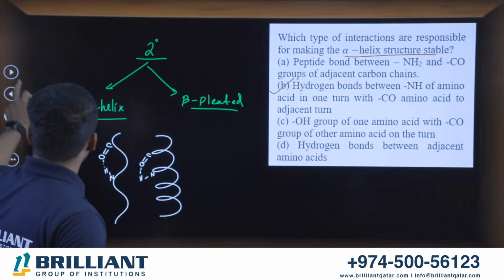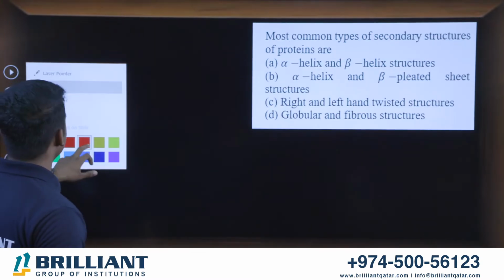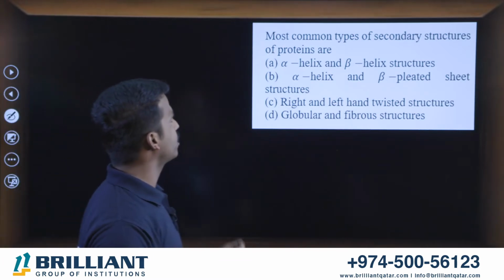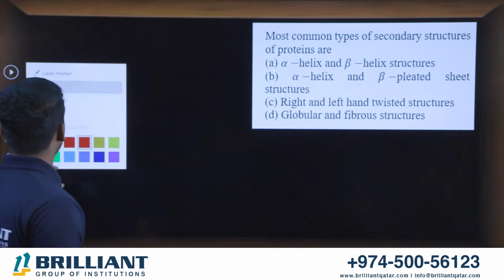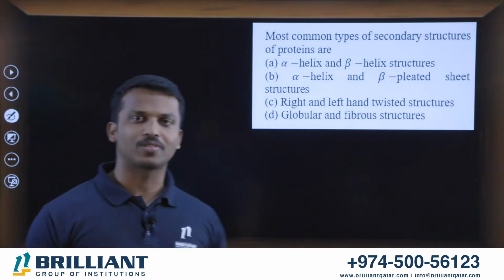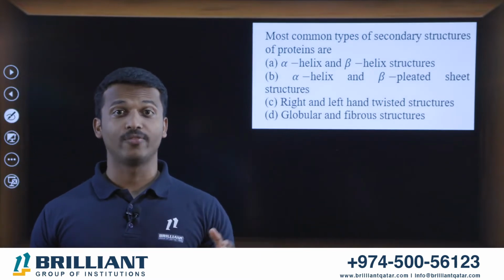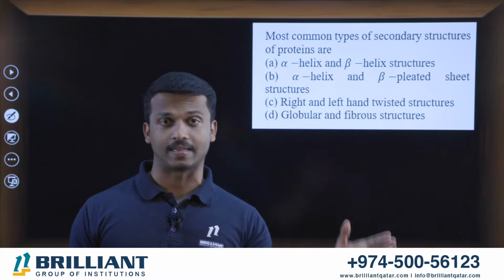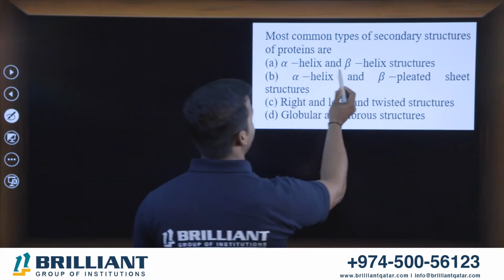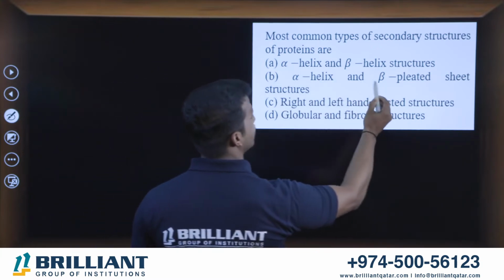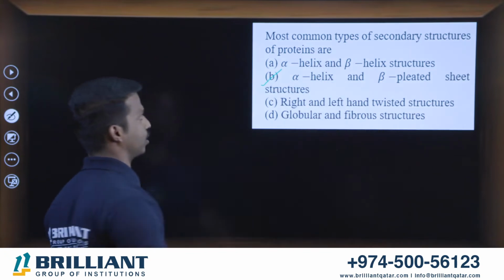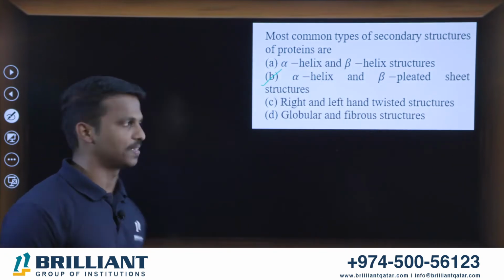All right, dear all. Next question for you. Most common type of secondary structure of proteins are: which is the most common type of secondary structure? Just now we said, alpha helix and beta pleated. Alpha helix and beta helix? No, alpha helix and beta pleated sheet-like structure. Option B is the correct answer.